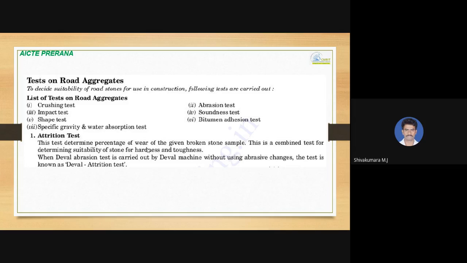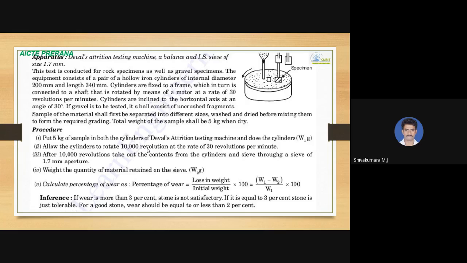When the Deval abrasion test is carried out by the Deval machine without using any abrasion charges, the test is known as the Deval attrition test. For the apparatus, we should have a Deval attrition testing machine and a balance with IS sieve number 1.7 mm. This test is conducted for rock specimens as well as gravel specimens.